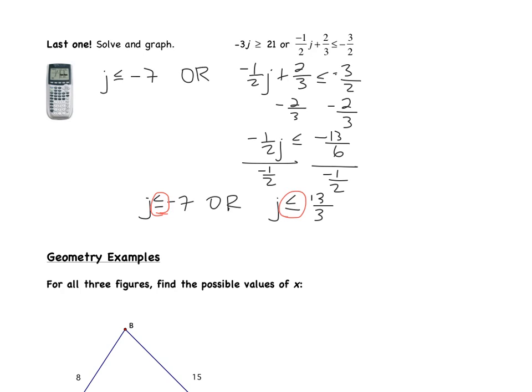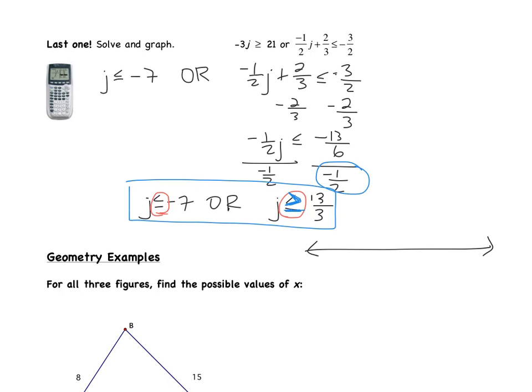Hopefully you can see I divided by a negative number. When you divide by a negative number, you have to flip the sign of the inequality. So this one should really say j is greater than or equal to 13/3. So this should have been your final answer. Now to graph this, in the interest of time, I'm not going to put any other numbers. So less than or equal to -7 should have been solid and then shade, and then solid at 13/3 and shade. So this is what you should have ended up with.